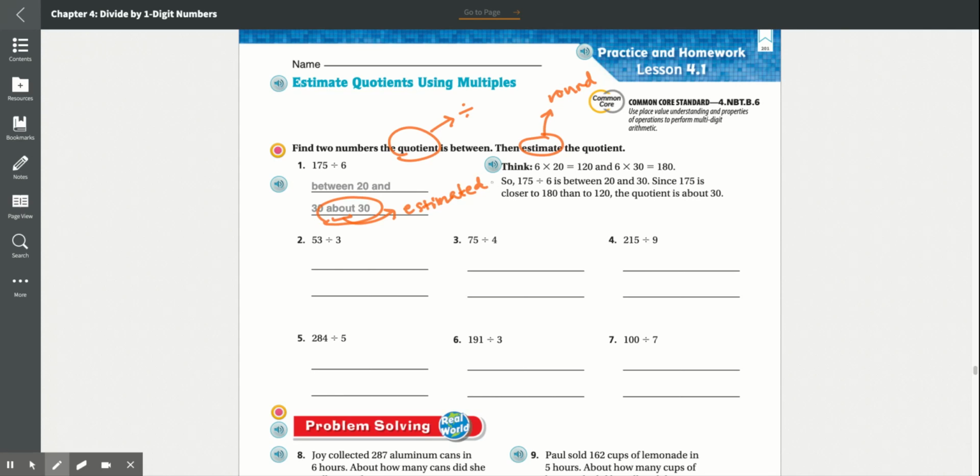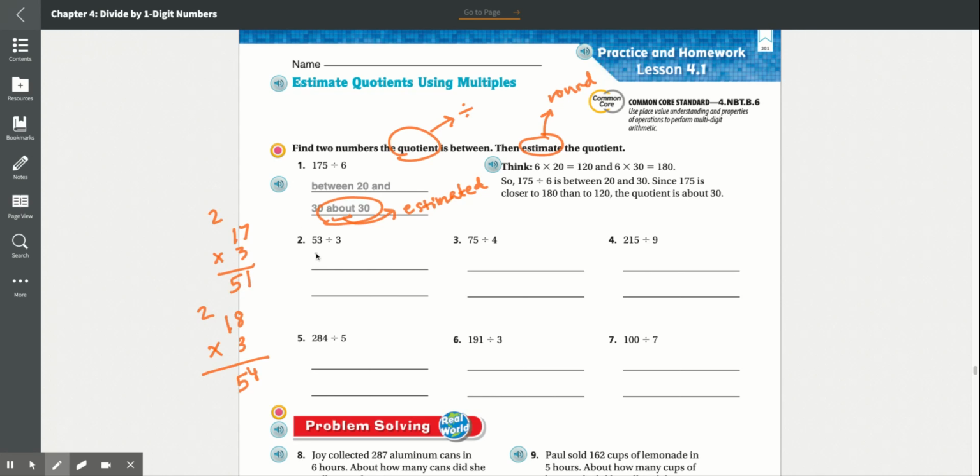So number 2, 53 divided by 3. So we know that 17 times 3: 3 times 7 is 21. Carry the 2. 3 times 1 is 3 plus 2 is 5. And so we can go one up to see what is a little bit higher and to see which one is closer. So 18 times 3: 8 times 3 is 24. Carry the 2. 3 times 1 is 3 plus 2 is 5.